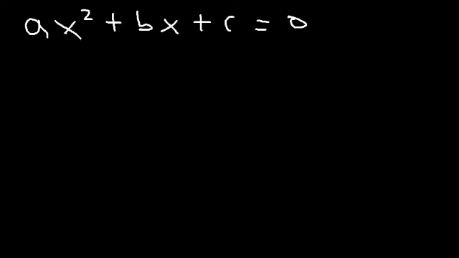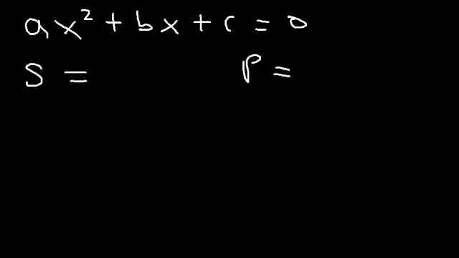Now let's say you're given a quadratic equation in standard form, ax squared plus bx plus c, and you want to find the sum and the product of the roots. In a quadratic equation, there are usually two roots: two real solutions or two imaginary solutions, or one real solution that's the same, but two answers. How can we find the sum and the product of the roots if we're given the quadratic equation?